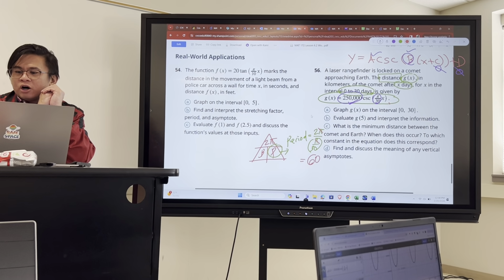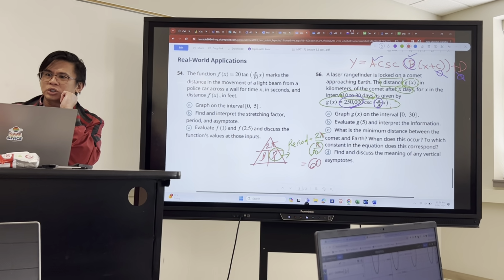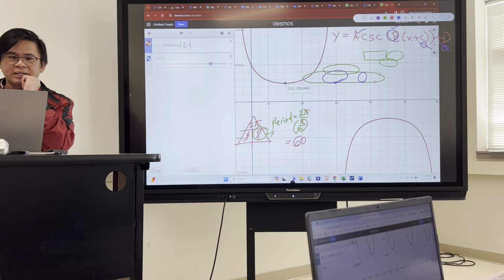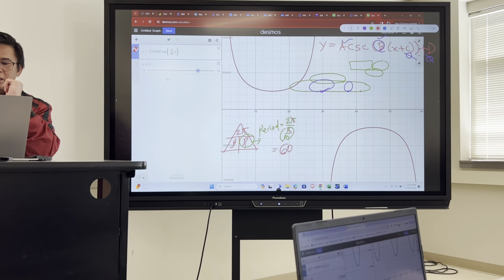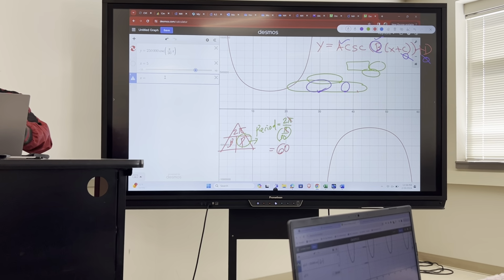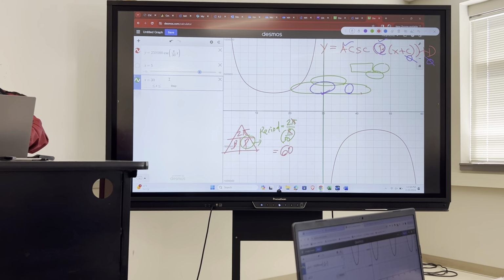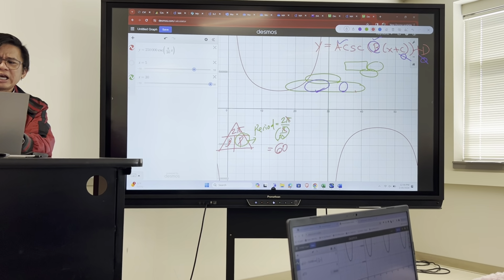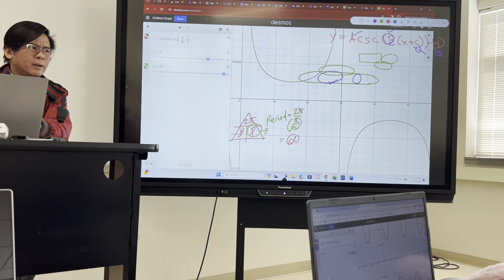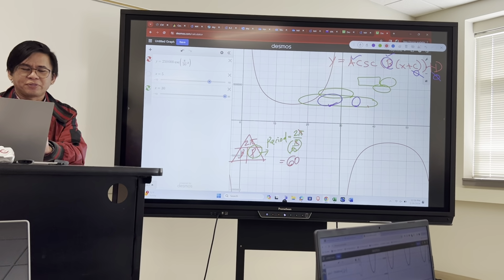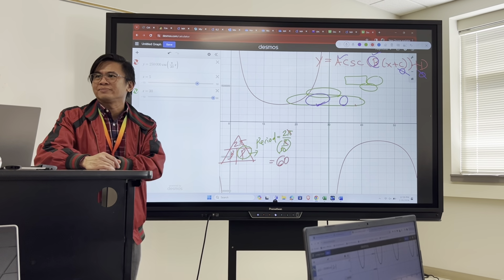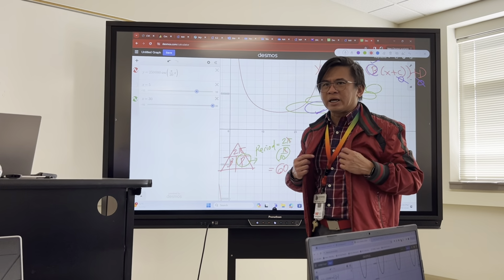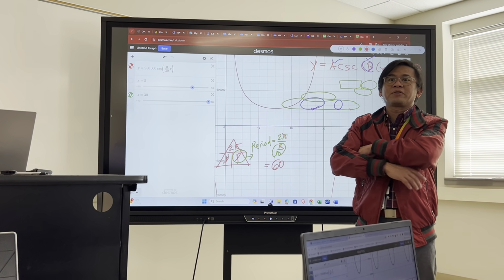Find and discuss the meaning of any vertical asymptotes. So where do you notice the vertical asymptotes in here? X equals 30. Very good. Where else? X equals 0. There we go. So in short, what can we say about 30 being an asymptote? How does it make sense from the function? What's happening to the distance of the comet after 30 days?